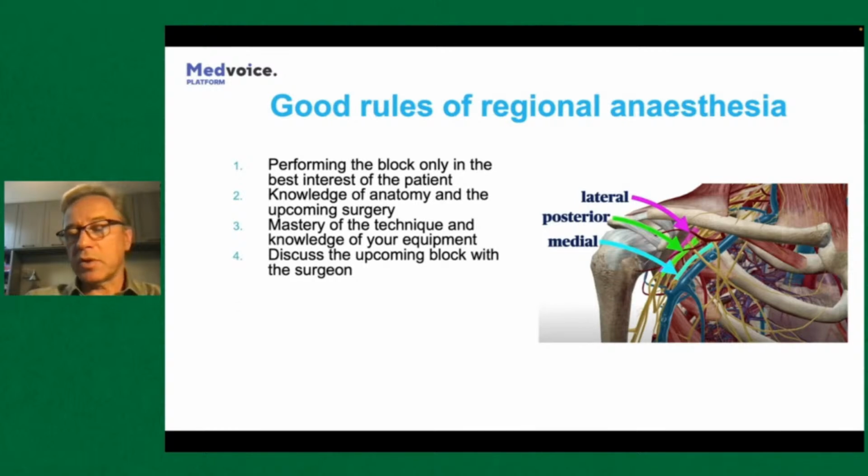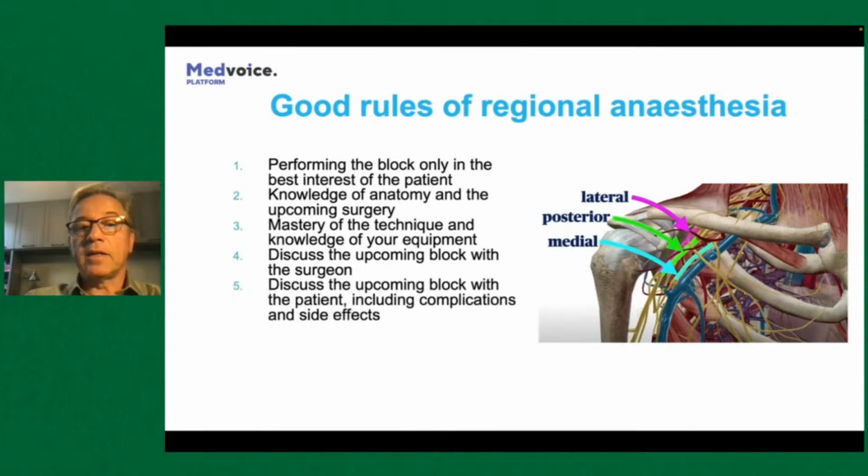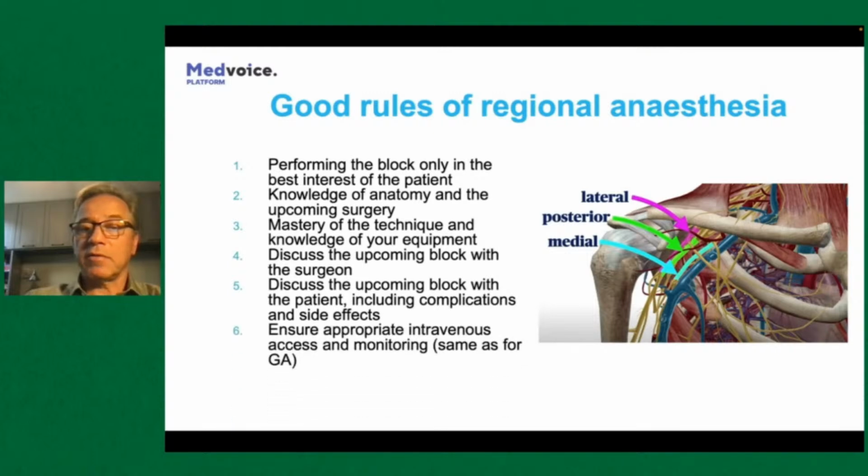Discuss the upcoming block with the surgeon. Tell them you're going to do the block, and discuss your doses between yourself and the surgeon, because the surgeon, particularly for the shoulder surgery, would like to use local anesthetic with adrenaline as well for his ports, so it bleeds less. Discuss with the patient the possible complications and side effects. Tell them about the numbness, tell them about the tingling, tell them about the heavy arm, for example, tell them about inadvertent intravenous administration, and warn them about how they're going to feel and what are the possible complications and side effects.